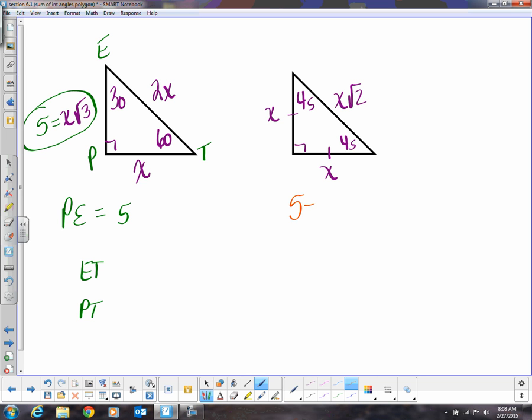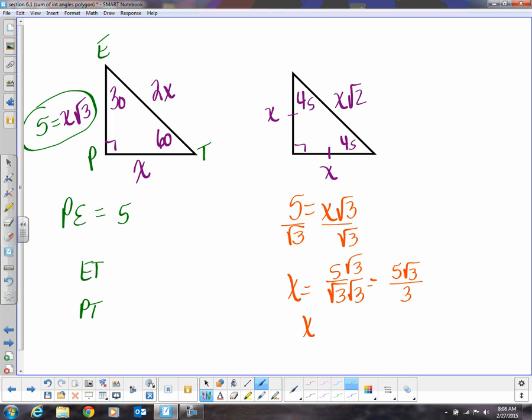So we've got 5 equals x square root of 3. So what do we do? Divide by square root of 3. Now I'm going to switch sides here. Now when x is equal to 5 over square root of 3, what do you have to do from here? Rationalize. This is an irrational number. So this is going to be 5 square root of 3 over square root of 3 times square root of 3. What's the square root of 3 times square root of 3? Square root of 9, which is whole number 3. So x is equal to 5 square root of 3 over 3.